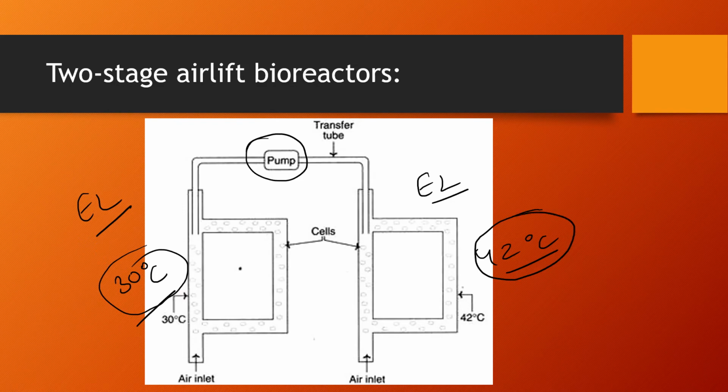The other temperature is 42 degrees Celsius, and it is maintained at this temperature. The content of this bioreactor is being pumped into another bioreactor where cells are present, and at this temperature these cells will convert it into another molecule. So here conversion from A to B is happening, and here conversion from B to C is happening. So finally we get the product C.